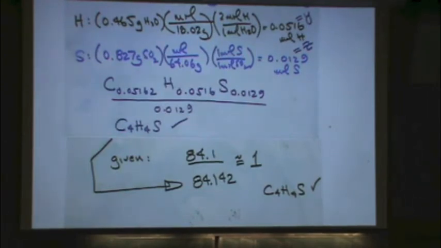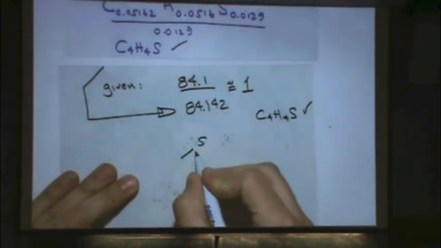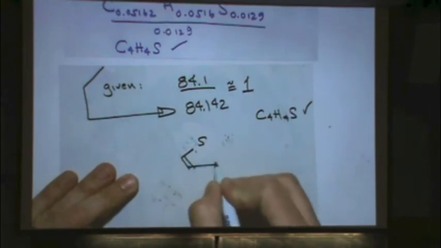And you don't know how to draw it, but you'll learn in chapter 9 when we learn Lewis structures. But this compound is this right here. This is thiophene. Bonds right there.